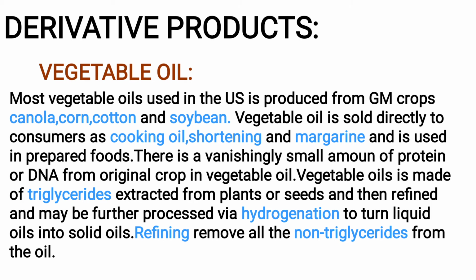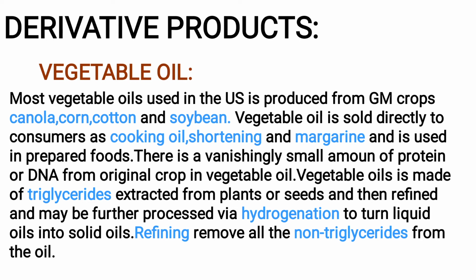Next is derivative products. Vegetable oil. Most vegetable oils used in the US are produced from GM crops: canola, corn, cotton, and soybean. Vegetable oil is sold directly to consumers as cooking oil, shortening, and margarine and is used in prepared foods. There is a vanishingly small amount of protein or DNA from the original crop in vegetable oil.